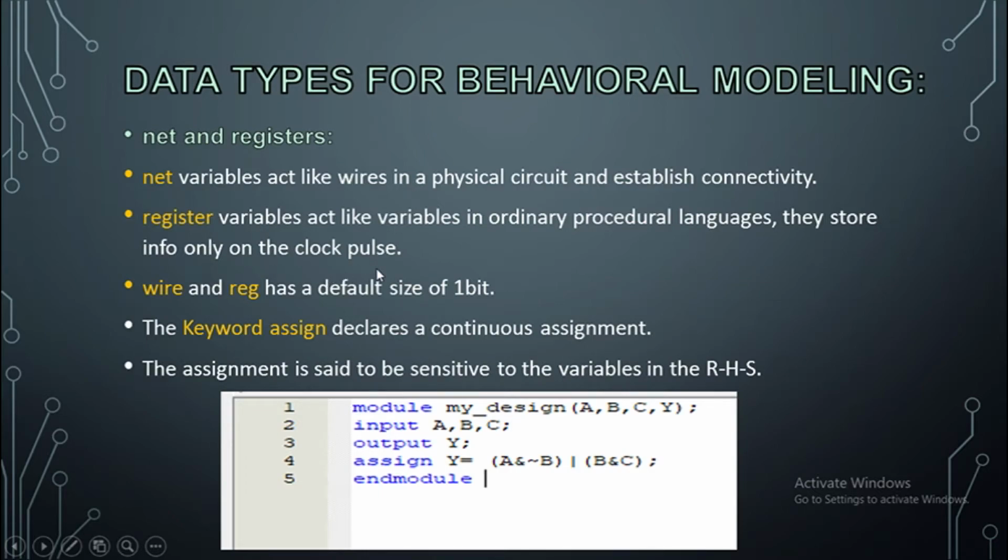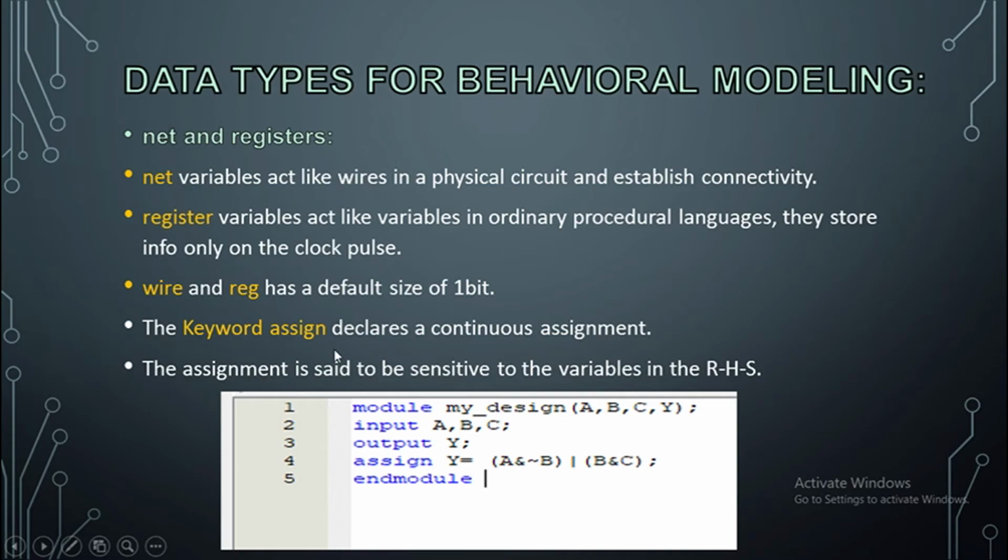If you take an example of C or C++ language, you know that you have variables of type char, float or integer, which store some info. But a register variable in Verilog will store information only on the clock pulse. That's why they are very similar to variables in an ordinary procedural language. Wires and registers have a default size of 1 bit, and the keyword assign declares a continuous assignment.